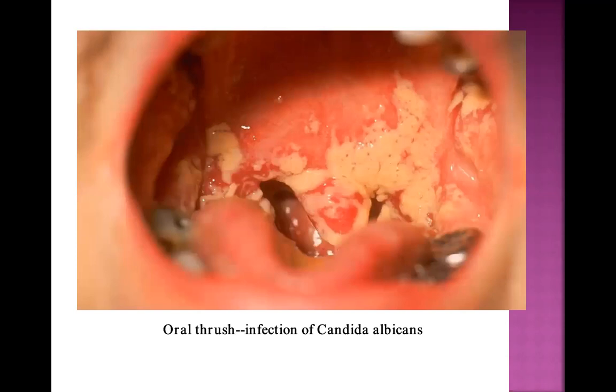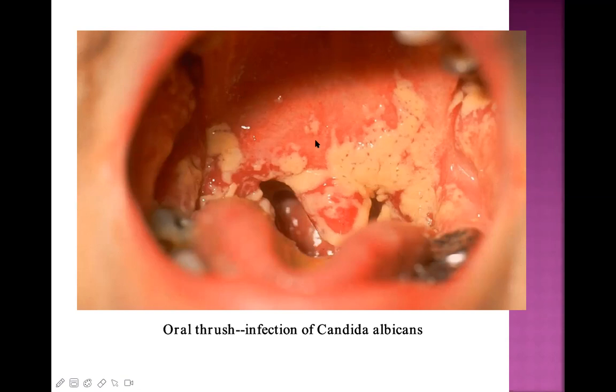Now, I have compiled some pictures from different websites, different internet sites, or even from the textbook, so it will help you to understand the topic even better. See here, this is the oral cavity. How do I know this is the oral cavity? Here is the tongue, so depress the tongue here. This is called the uvula. This is the soft palate, and here is the hard palate.